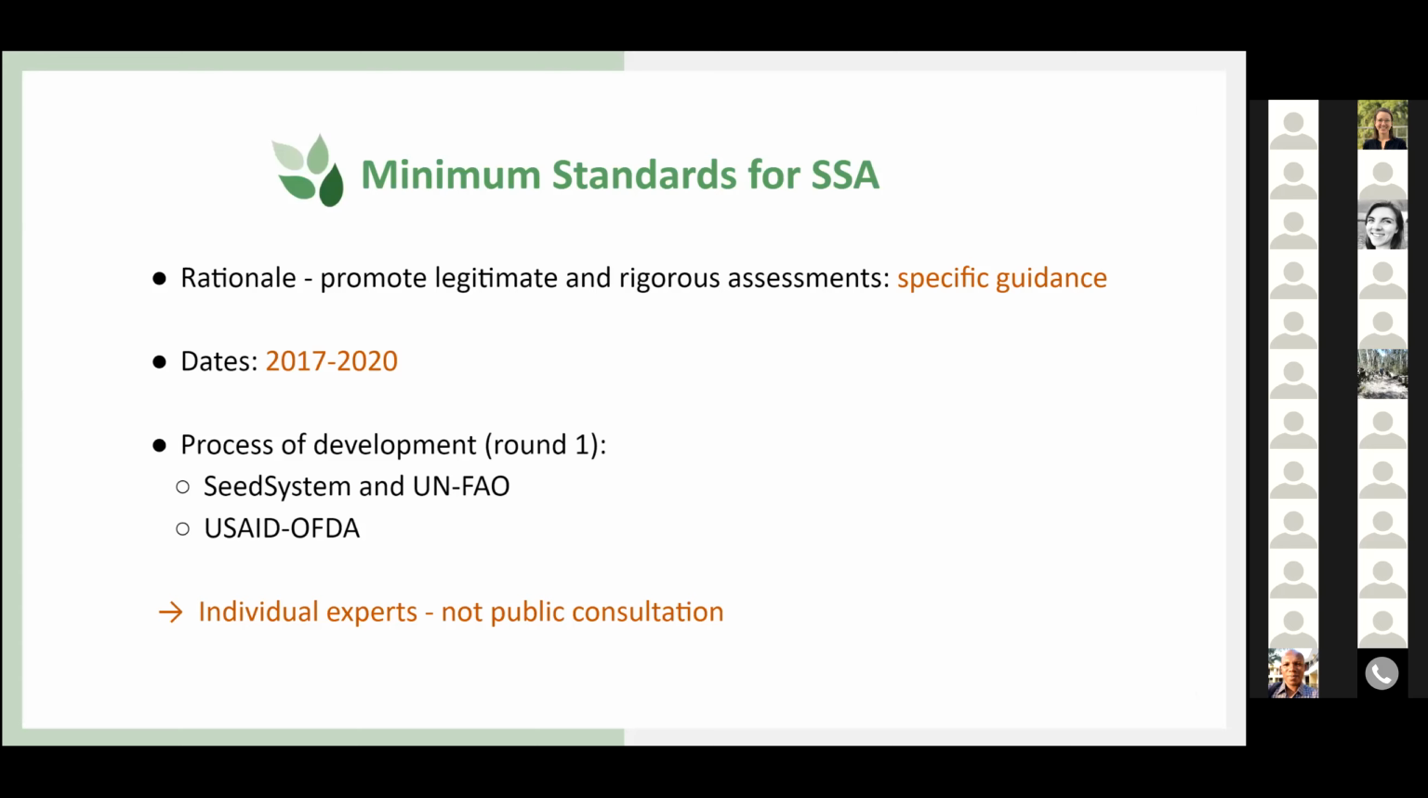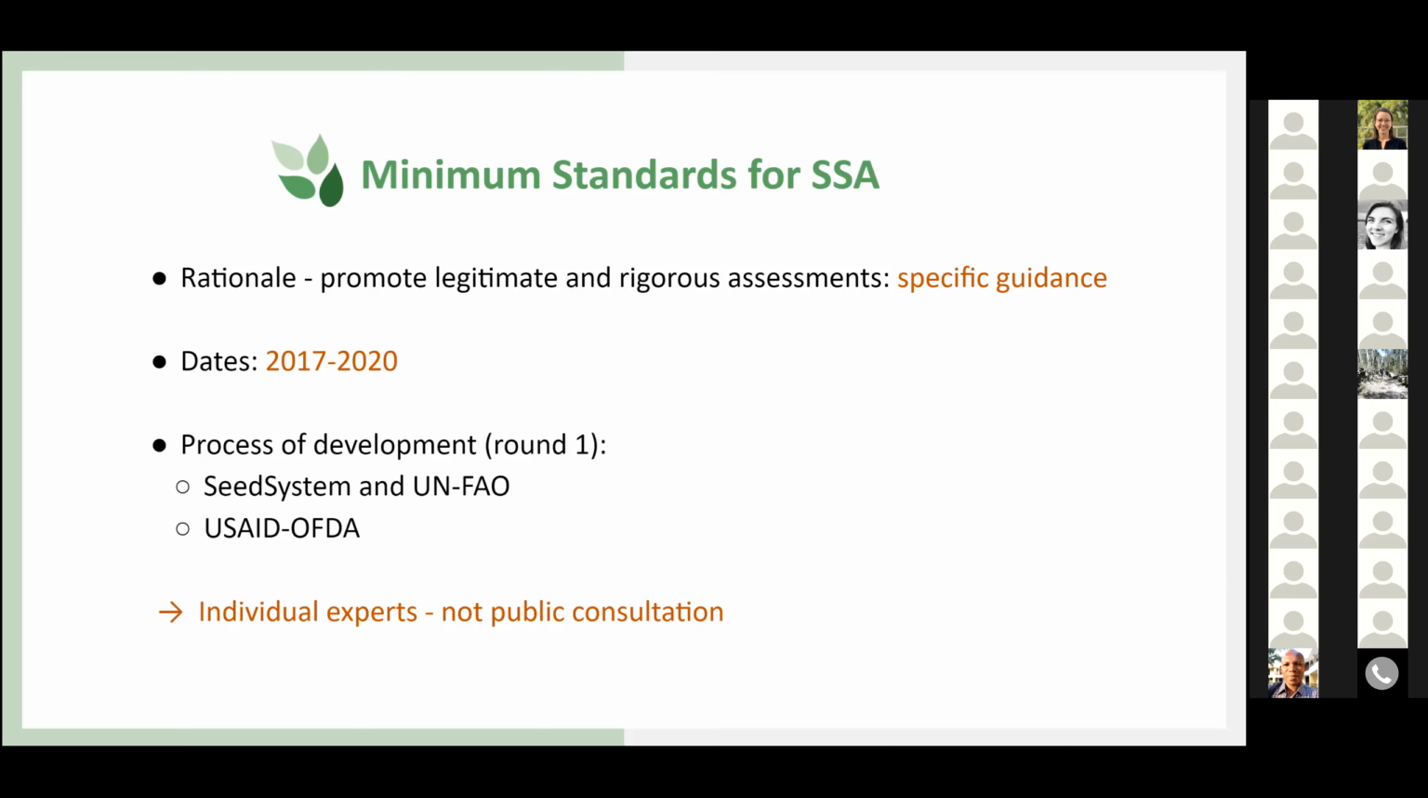So minimum standards for seed system assessment. What has been the rationale for this? The rationale is that if you take the time to do an assessment, we all want to make sure that it's valid, that it has delivered real results. So how do we give guidance on what a real rigorous assessment might look like? Minimum standards were first talked about and developed over a 3-year period, and you see it's relatively new, from 2017 to 2020.